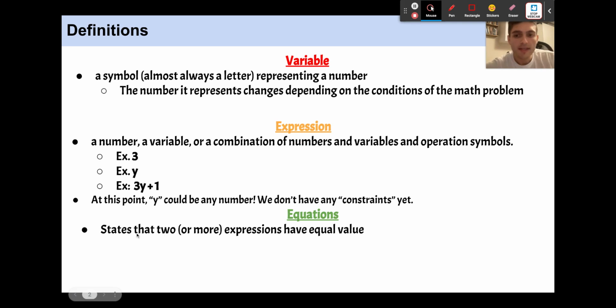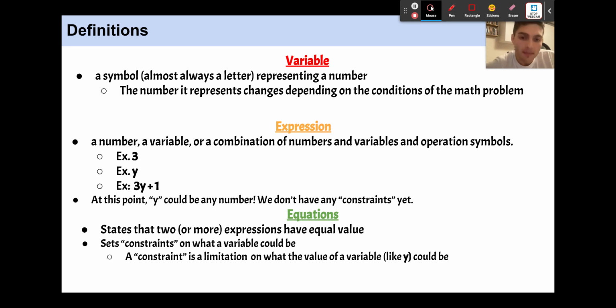So an equation is basically like a math statement. It states that two or more expressions have equal value. You could just say 3 equals 3. You could say y equals 3. You could say 3y plus 1 equals 2x plus 3. Whatever. All of those are equations. But the point is, we're now setting constraints. We're putting limits on what a variable could possibly be. Now we're adding more information.